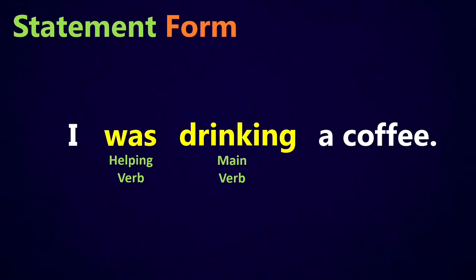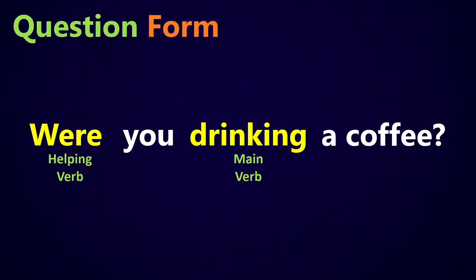So in a sentence, it would look like this. For example, I was drinking a coffee. So here we can see we've got the helping verb was because the subject is I, so I was. And our main verb is drinking, so we've got the ing form of the verb. So I was drinking a coffee. This means it was something that I was doing in the past. It was continuing in the past.